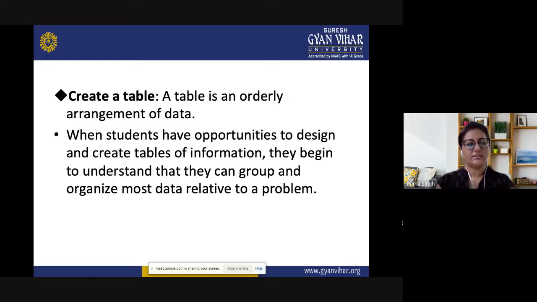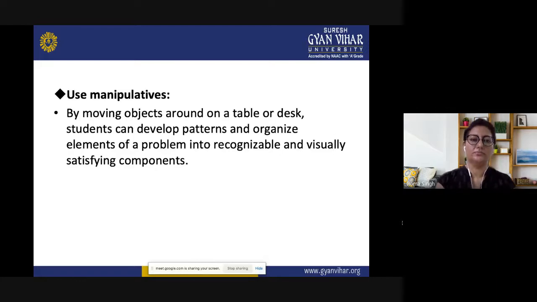Then the next technique which could be adopted by the students is preparation of a table. That can be done on an Excel sheet or on a piece of paper. They can orderly arrange data. When they have opportunities to design and create tables of information, they begin to understand that they can group and organize most data which is related to a problem.